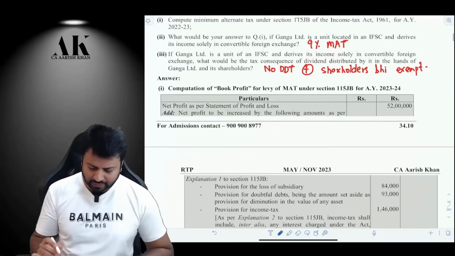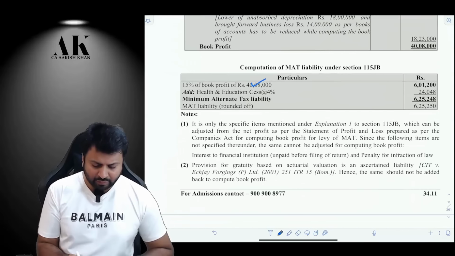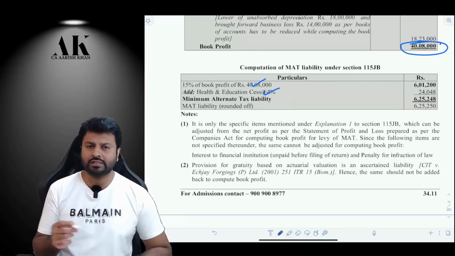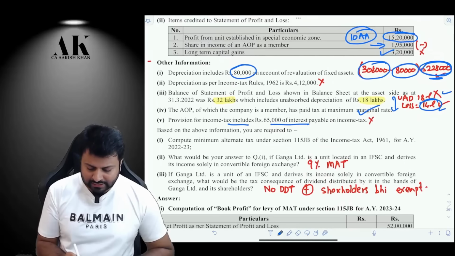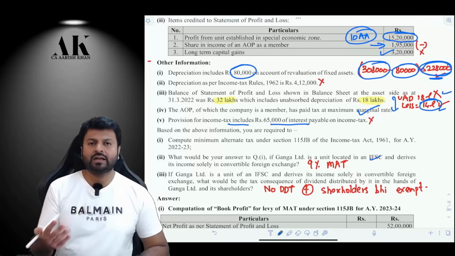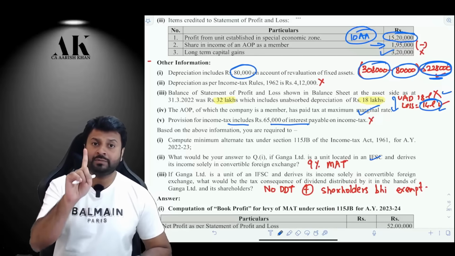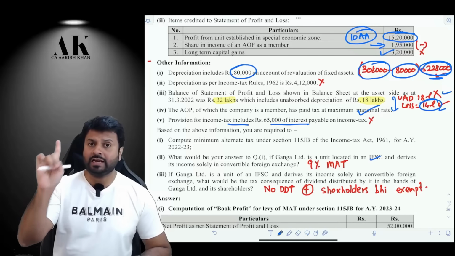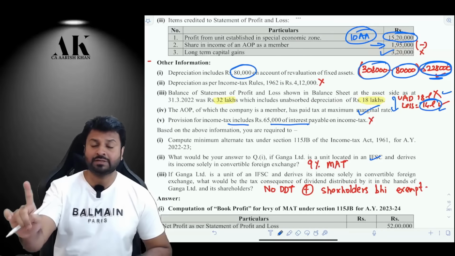Don't worry about it. After doing all these things, you are going to compute 15% tax plus 4% cess, no surcharge, because the income does not exceed 1 crore rupees. Second part: would your answer change if Ganga is a unit located in IFSC? Yes. If Ganga is a unit located in IFSC, then the MAT liability will be 9% instead of 15%. Do you remember that? In IFSC, the MAT liability and the AMT liability is 9% and not 15%.